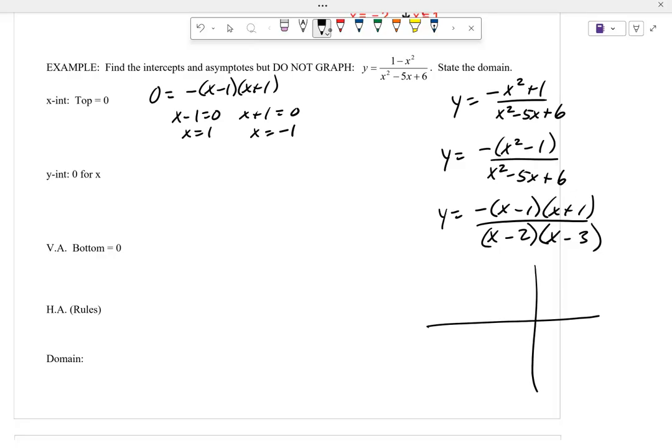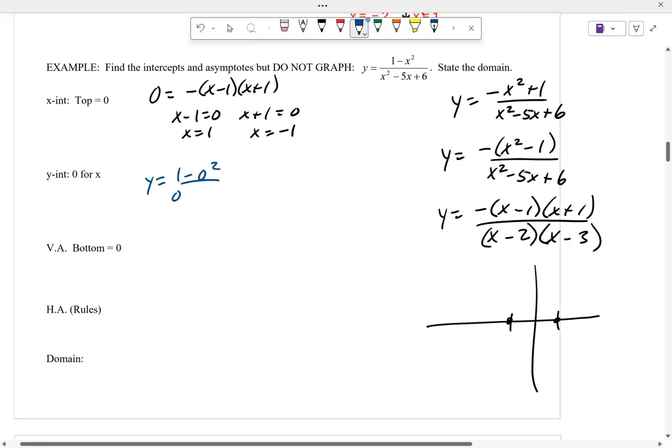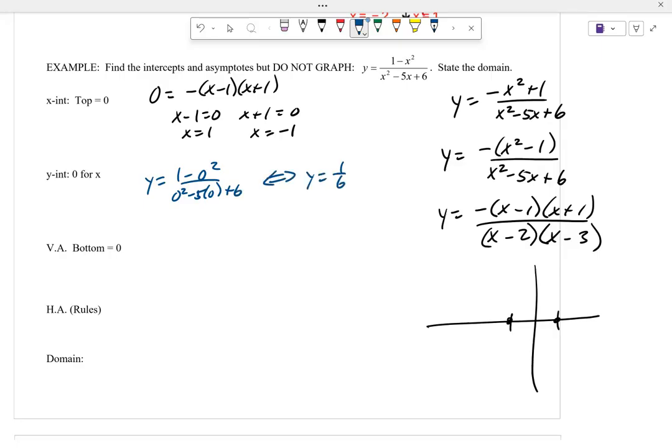Now I know we're not graphing, but we could go ahead and throw those on. Let's go ahead and find our y-intercept now by letting x be 0. So it looks like we get y equaling 1/6. When x is 0, y is 1/6 right there.